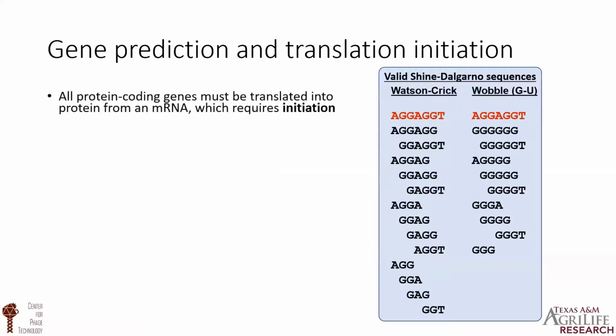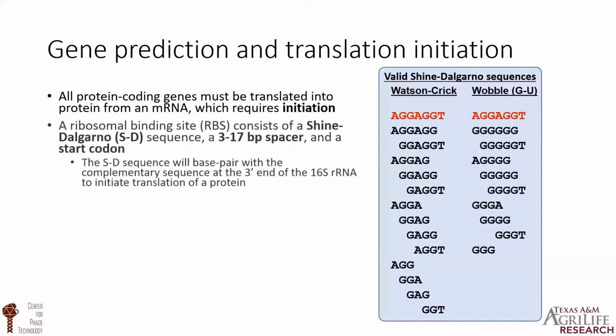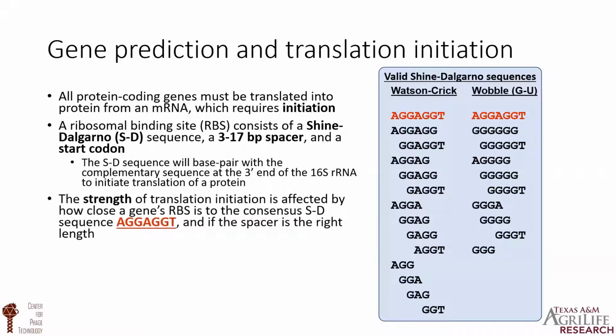All protein coding genes must be translated from an mRNA, which requires initiation at a ribosomal binding site. The RBS consists of a Shine-Dalgarno sequence, a 3 to 17 base pair spacer, and a start codon. The Shine-Dalgarno sequence will base pair with a complementary sequence at the 3' end of the 16S RNA to initiate translation of a protein.